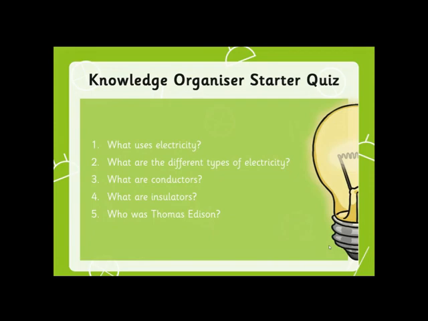Before we start, we're going to do a starter quiz to check on whether you have been learning some key facts from your knowledge organizer. The first question I'd like you to answer is, what uses electricity? Number 2, what are the different types of electricity? Number 3, what are conductors? Number 4, what are insulators? Number 5, who was Thomas Edison? You can pause the video now and write all the answers down.